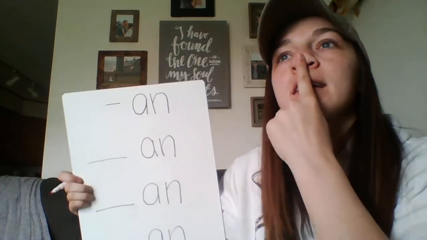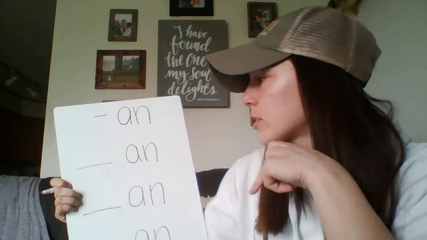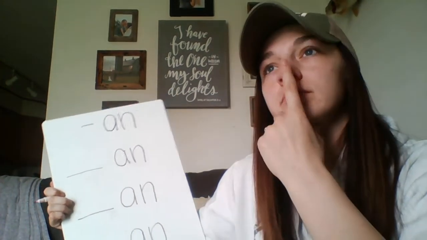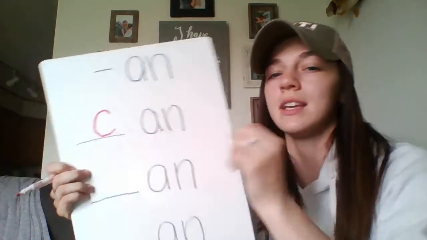So let's think here of a couple beginning letters that would go together with the an ending that makes a word. Ooh, what about C? What about the letter C? Think about the beginning. Think about the sound, the letter sound that C makes, and add an at the end.